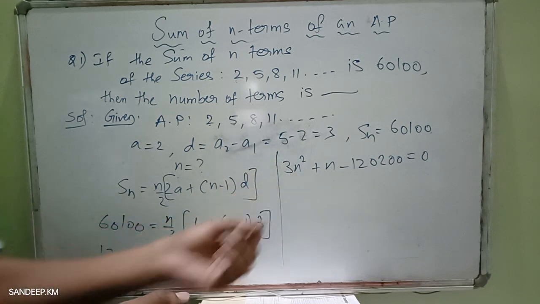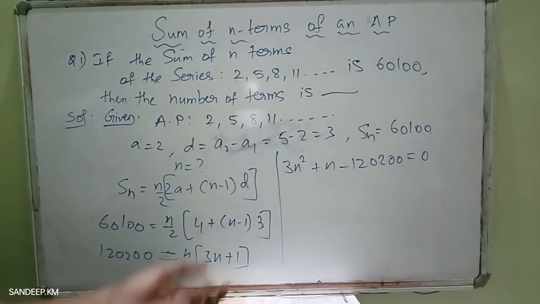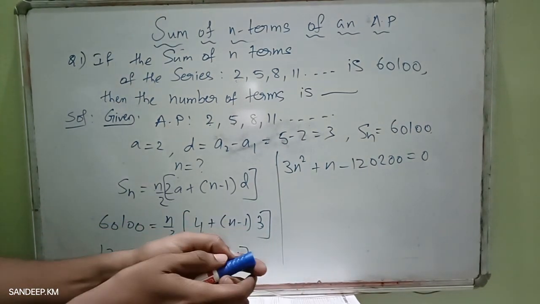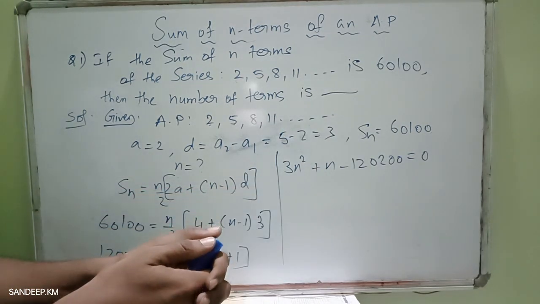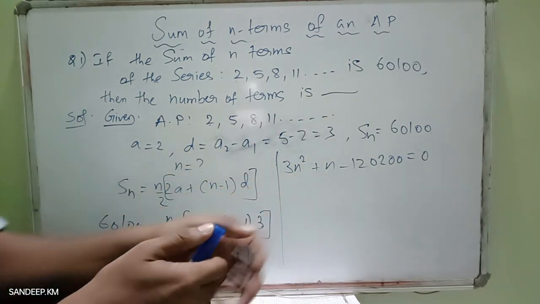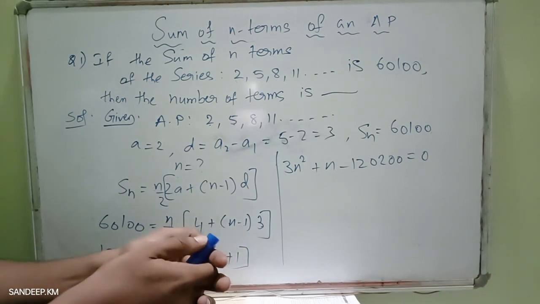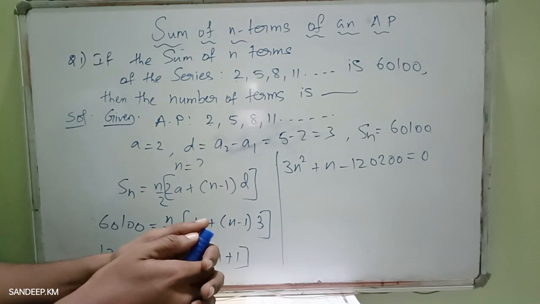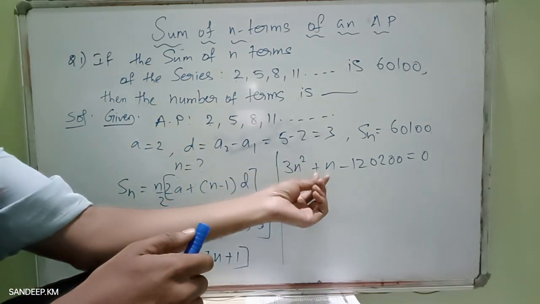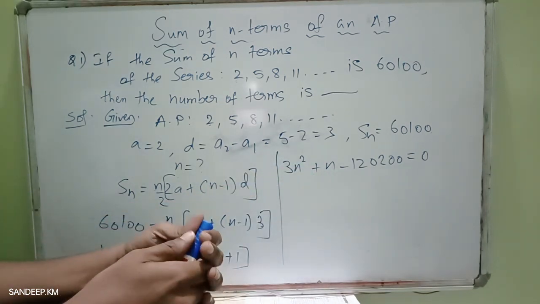We can find the values of n by splitting the middle term or by using the quadratic formula. Our basics must be very strong in order to factorize a quadratic equation, particularly when the numbers are too big. If you are interested, you can use the quadratic formula and find the result. But I always try to split the middle term and factorize it in order to find the values of n.